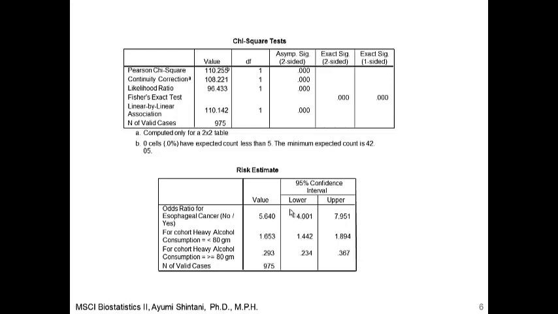We need to check whether the null value is included in this range. What is the null value here? It's a ratio, so the null value is 1. 1 is not included in this confidence interval, therefore you would think the p-value would be less than 0.05, which is true in this case.